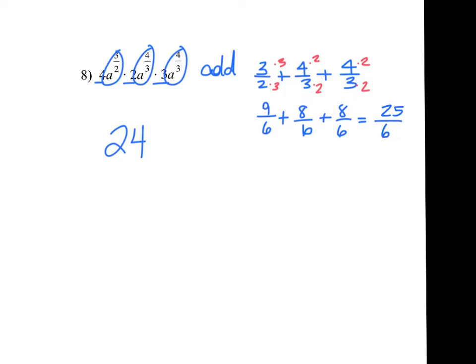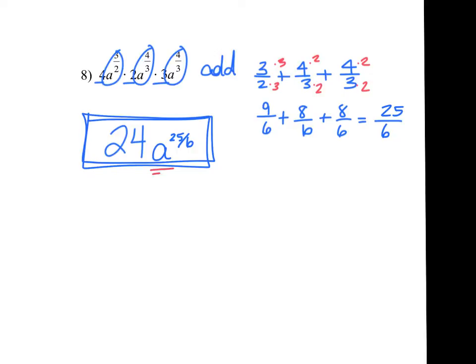This is my exponent. Okay, it's not my answer. So my answer is the whole number 24a to the power 25 over 6. You know you're done because there's only one a left. If you still had another a somewhere with an exponent, you wouldn't be finished. But now that you only have one a, that's how you know you're finished.